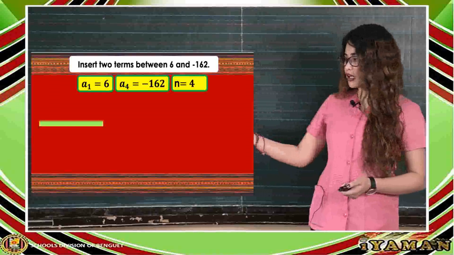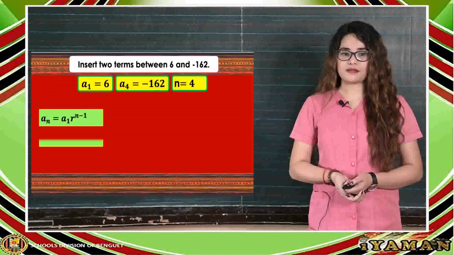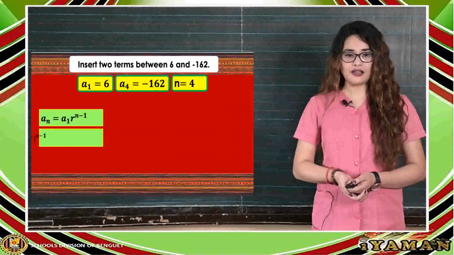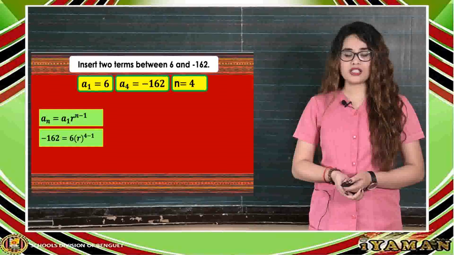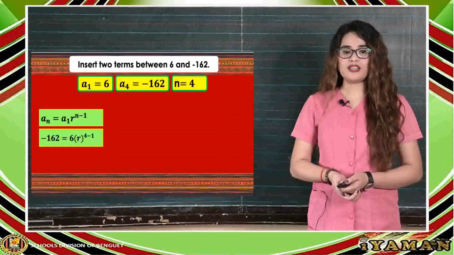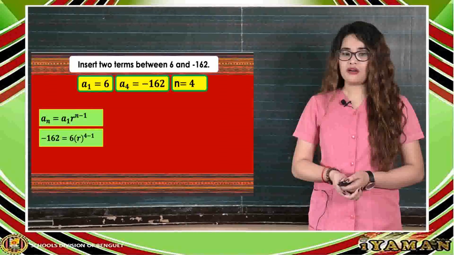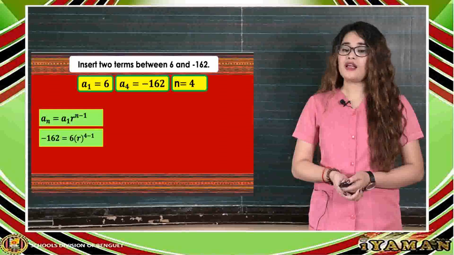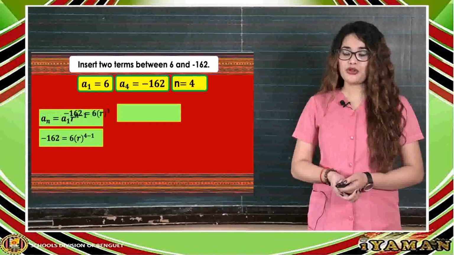Let us use this formula. Then substitute the given values. So a sub n now becomes a sub 4, and a sub 4 is equal to negative 162. A sub 1 is 6 times r raised to n minus 1, or 4 minus 1. Let us simplify. 4 minus 1 is equal to 3.